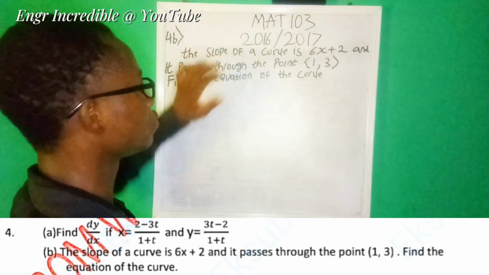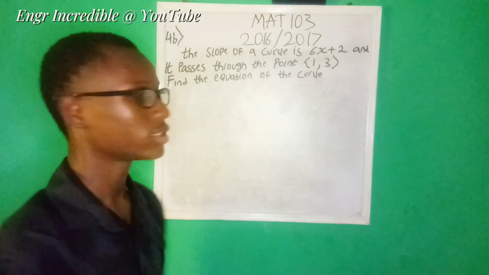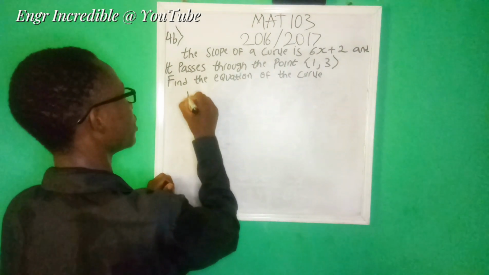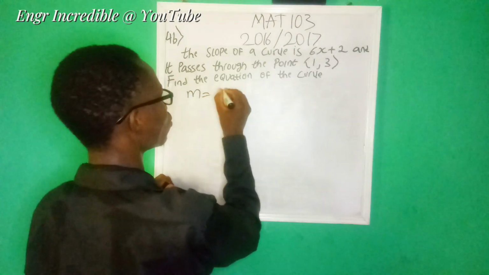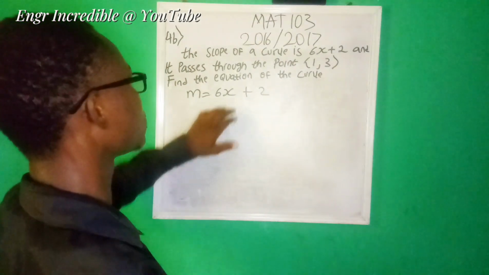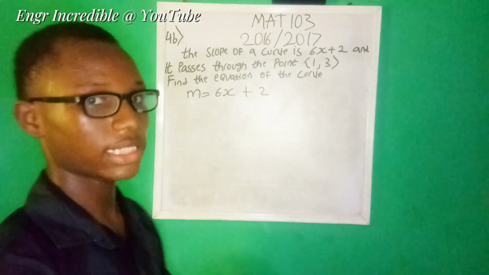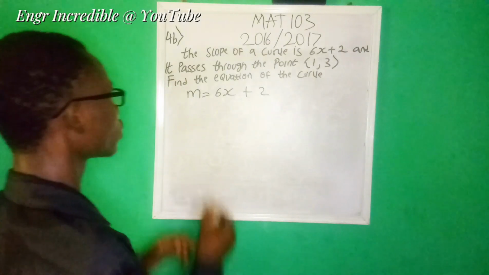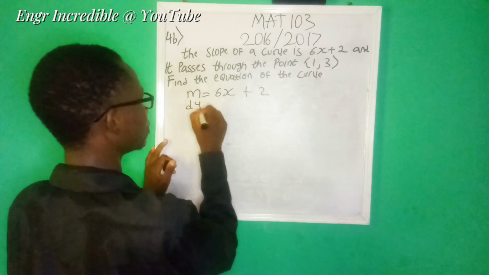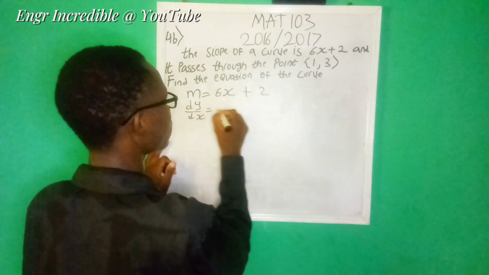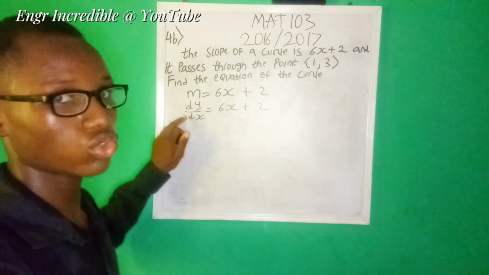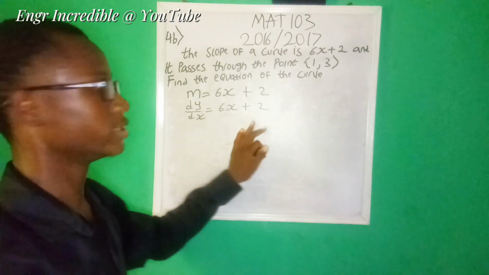So when they're talking about slope, slope is the same thing as gradient, and gradient is something like m is equals to 6x plus 2. So our slope here is 6x plus 2. How do we get our main equation? This slope here, you know that the gradient is still the same thing as dy dx. So dy dx is equals to 6x plus 2. So in order to get our equation in y, we have to integrate this.